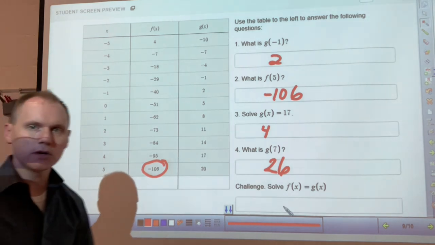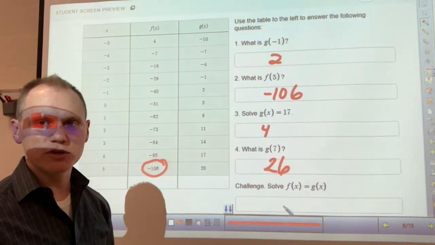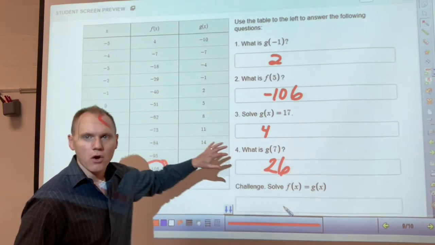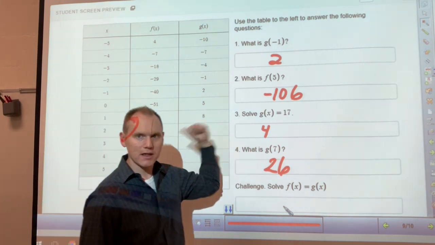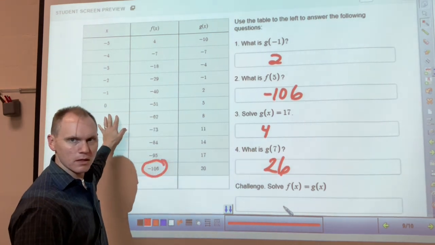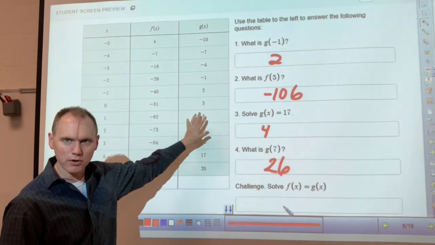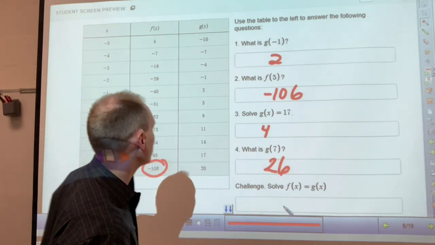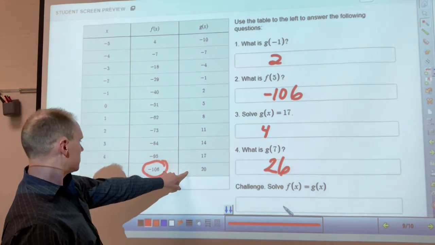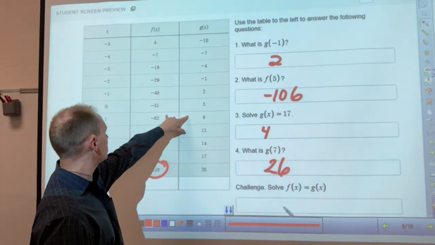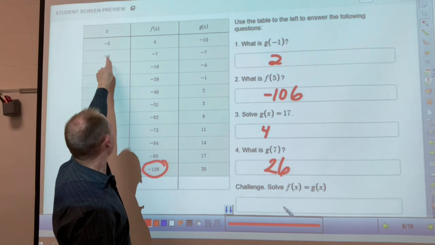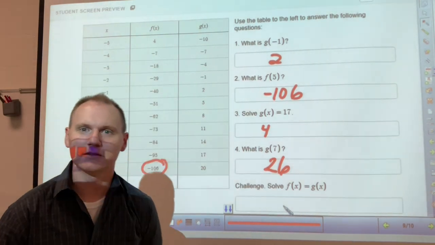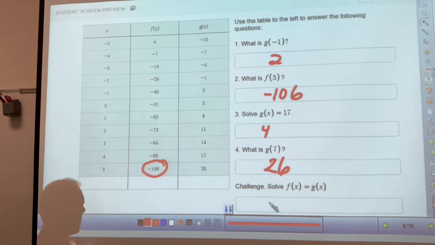All right, last one, the challenge one here. Solve f of x equals g of x. So we're trying to figure out when the output of f is equal to the output of g. For what input over here does f create the same output as g? Well, let's just compare them. These are not equal, not equal, not equal, not equal, not equal. Oh, here we go. At negative 4, f of x is equal to g of x. So our answer here would be negative 4.